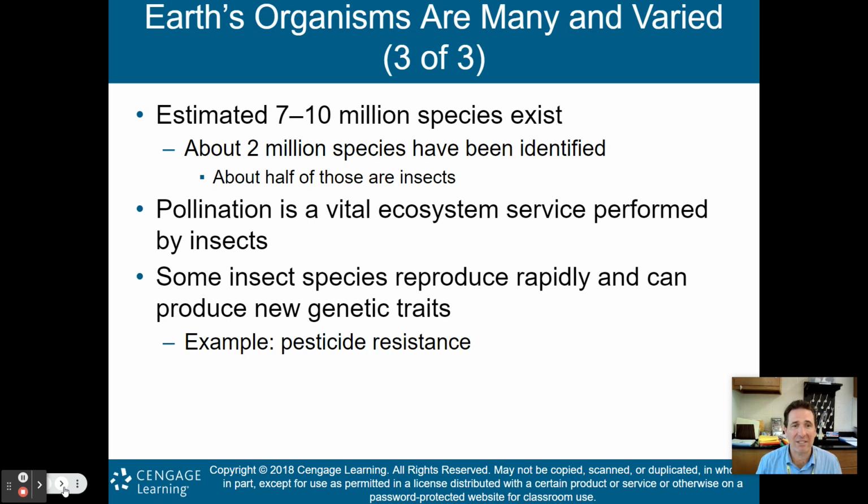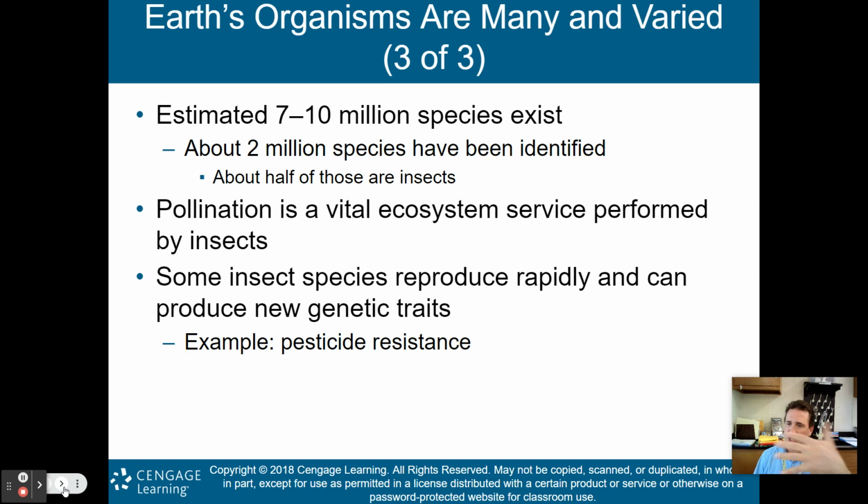And insects, obviously, perform pollination, a vital ecosystem service. So if those insects die out, we could have big problems. Also, insect species reproduce rapidly, and this can produce new genetic traits. Unfortunately, one of the issues is pesticide resistance when it comes to insects. We'll talk more about this in a subsequent chapter when we talk about food production. But something to think about.